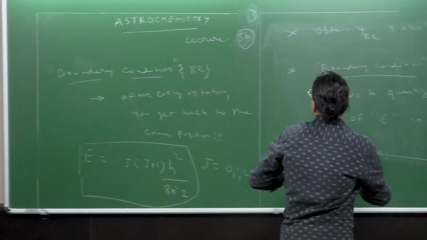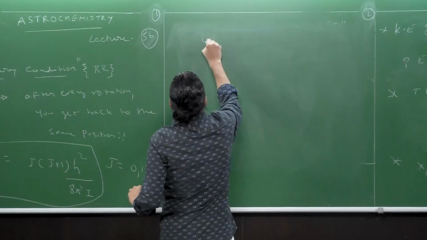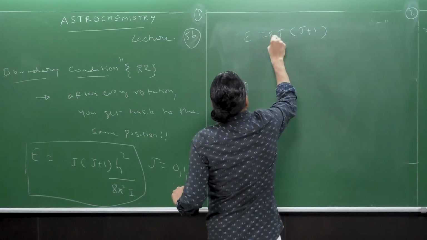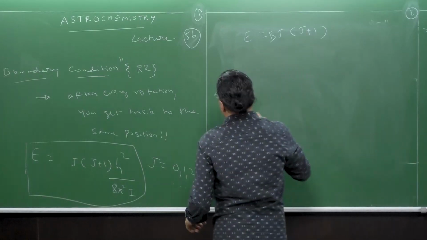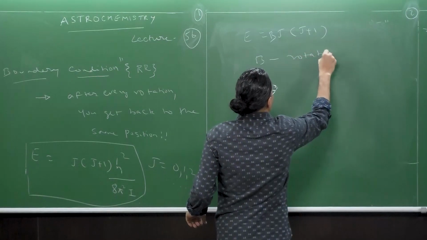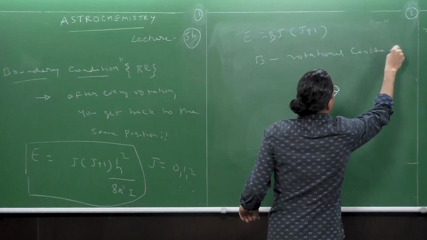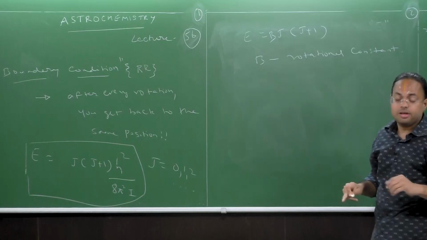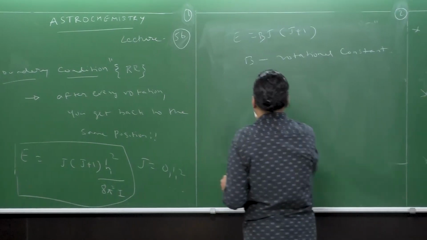Now let us manipulate this expression. This expression can also be written as E is equal to B J times J plus 1, where B is what is called a rotational constant. Okay, so B is called the rotational constant. And also note that this J is called the rotational quantum number.